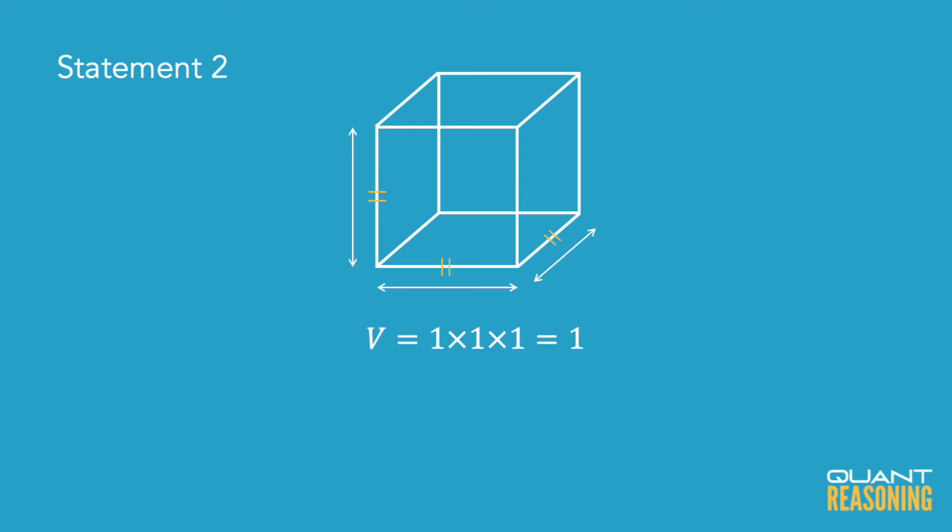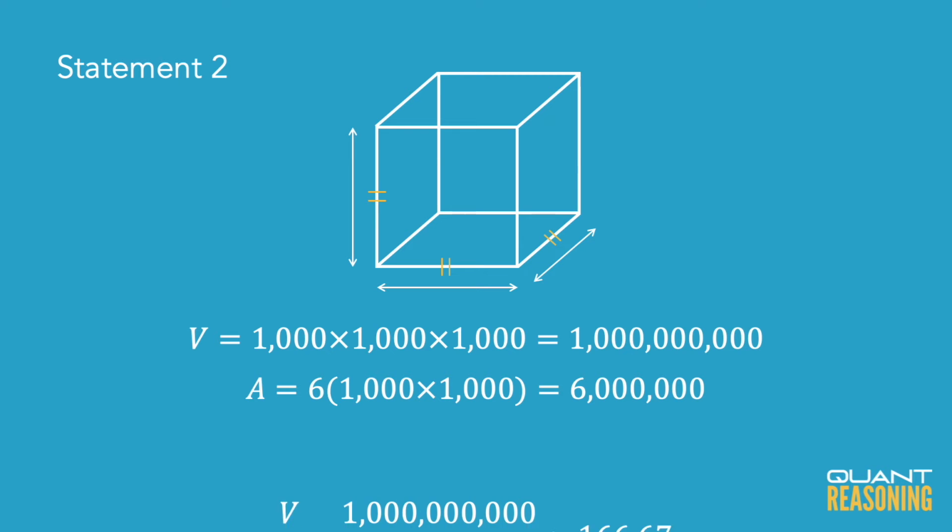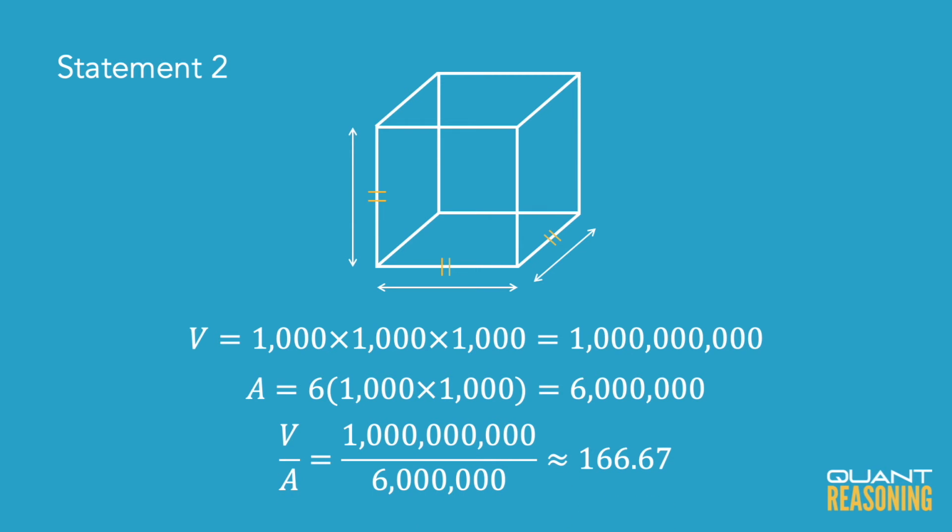I mean, if this cube is 1 by 1 by 1, you'd have a volume of 1, but a surface area of 6. So that's a ratio of 1/6, a very small ratio. On the other hand, if the cube is 1000 by 1000 by 1000, then your volume is 1 billion, right? 1000 cubed. But your surface area would only be 6 million. So 1 billion divided by 6 million is a massive ratio, much bigger than 1, whereas when the cube was 1 by 1 by 1, we got a tiny ratio of 1/6. So that's my way of proving to myself that statement 2 is not sufficient on its own either.